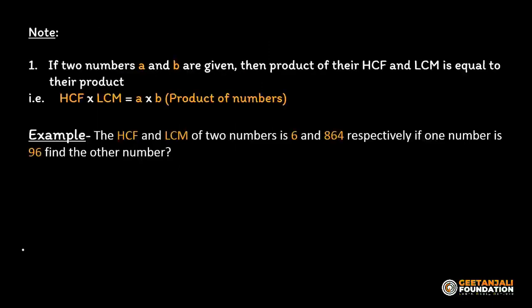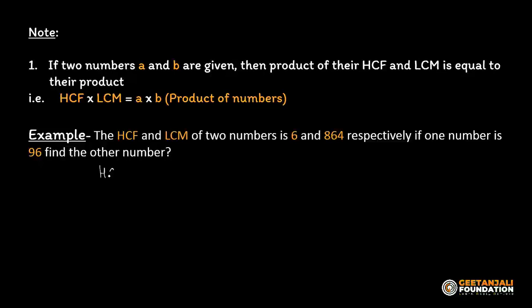So here I will explain a few important properties of HCF and LCM. These properties are helpful for you to solve some tricky questions. For example, the HCF and LCM of two numbers are given and one number is given, and you have to find the other number. The property is, if two numbers are given, then their product will be equal to the product of the HCF and LCM of those two numbers. So we will apply this property here.